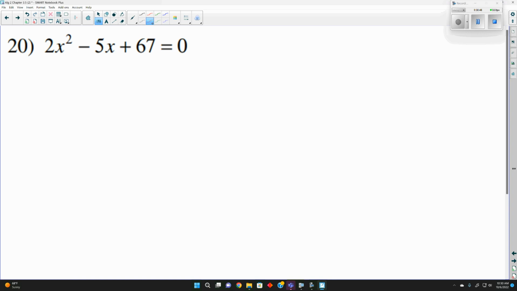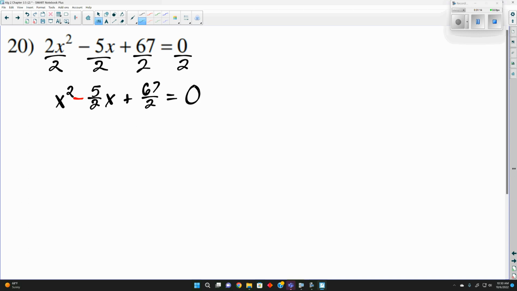Is a equal to 1? So we're going to make it so. I'm going to divide everything by 2. 2x squared divided by 2 is x squared, yes? That's nice. Minus, 5 divided by 2 does not simplify nicely, does it? So I'm going to leave it as a fraction. And 67 over 2 does not simplify nicely, but 0 does.